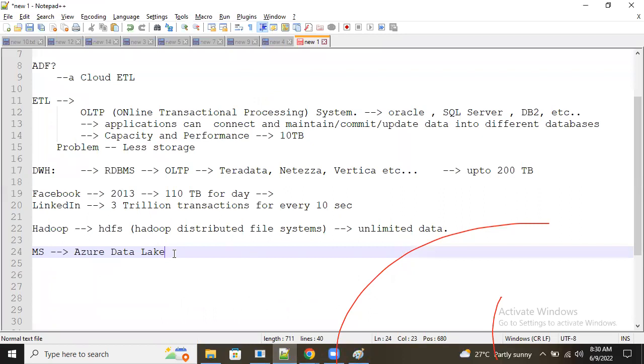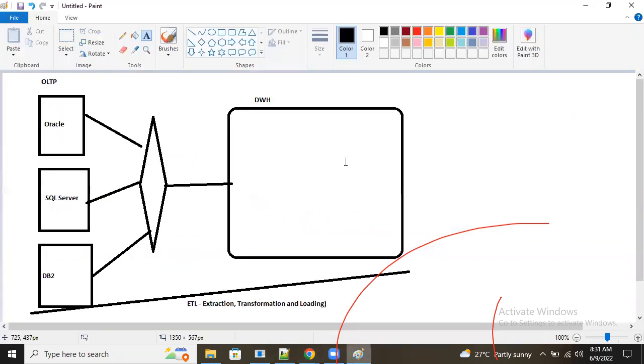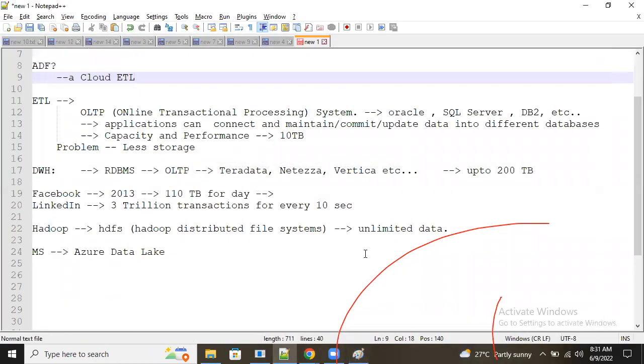Now see, by adapting Hadoop distributed file systems, Hadoop facilities, Hadoop capabilities, Microsoft has invented an unlimited storage area called data lake. So that is about the total ETL part. Are you clear on the ETL part? I have a doubt: if it's a huge data, instead of storing it in a data warehouse, we keep it in Hadoop or else Azure. Exactly.